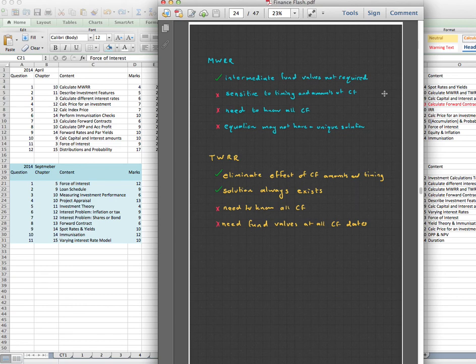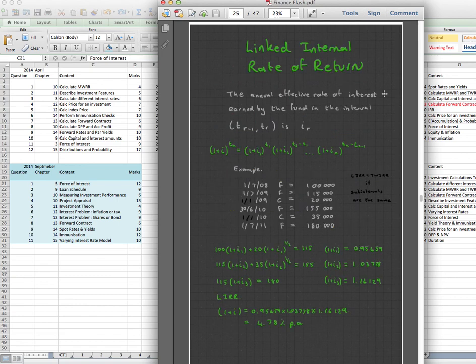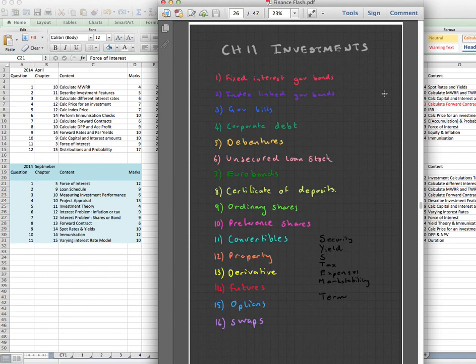Some theory is worth learning, it is examined frequently. The linked internal rate of return, I have not come across a question with this. So I'm not going to go into too much time here, but you can read up on it. You never know, it might just come up on the day that you write the test. Okay, chapter 11 is another exam question. It comes up with 4 marks, and they can ask you on any of these 16 investments.